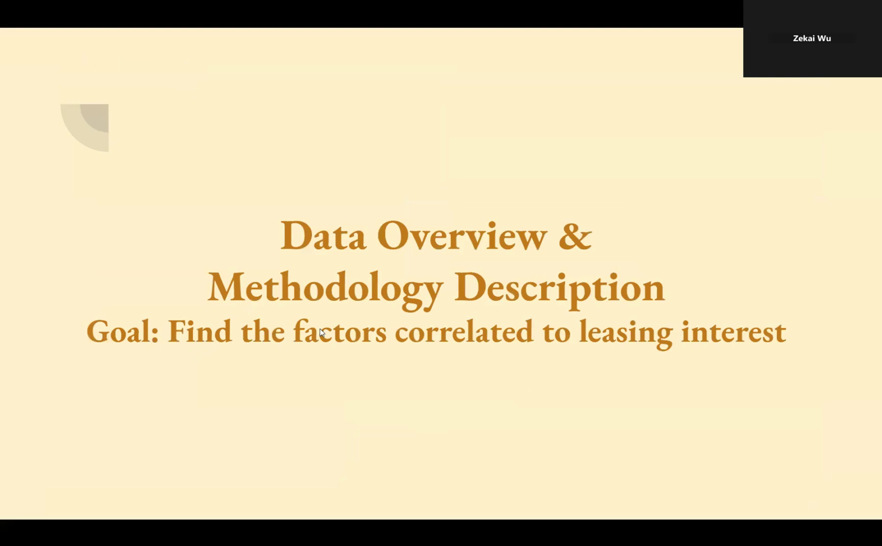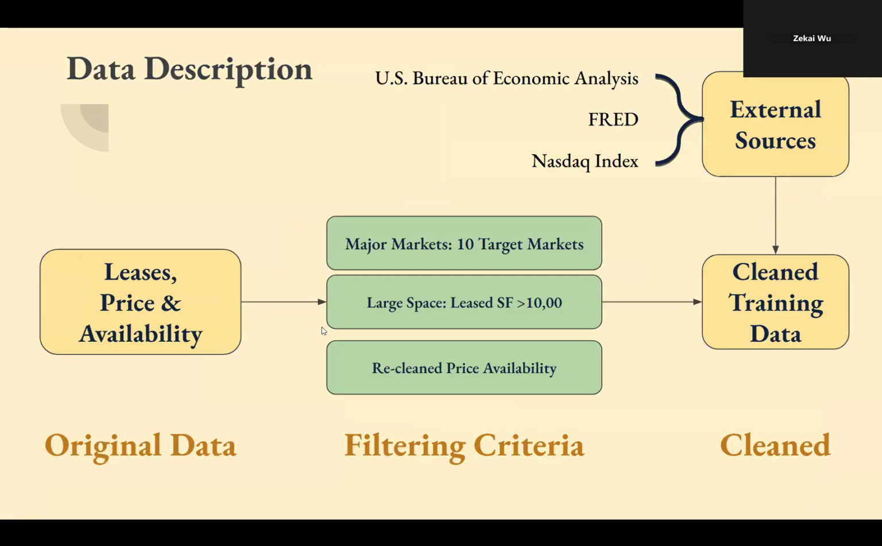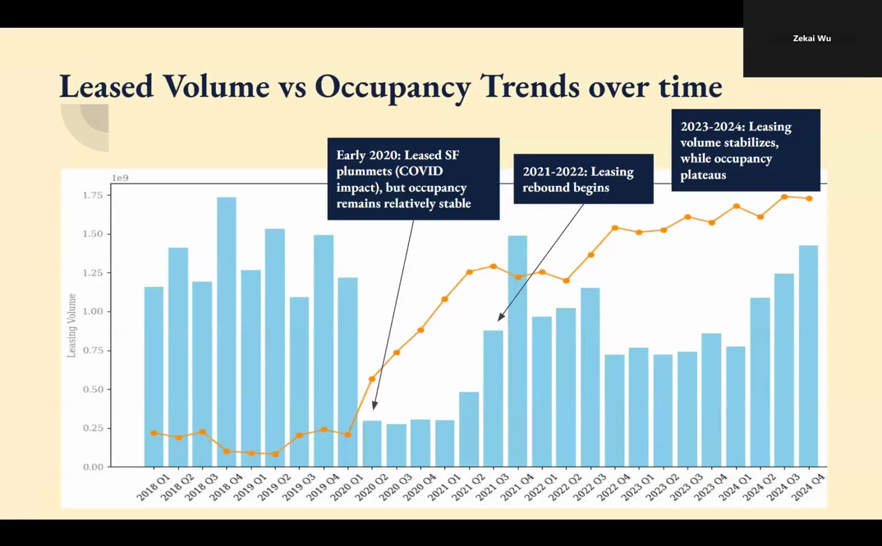Now we proceed to our first section, data overview and methodology description. Our data consists of two types, internal and external data. Internal data is the existing data set provided, and external data is data we find. We'll then perform two analyses on them and focus on two parameters. We'll also perform a brief event study on the COVID shock.